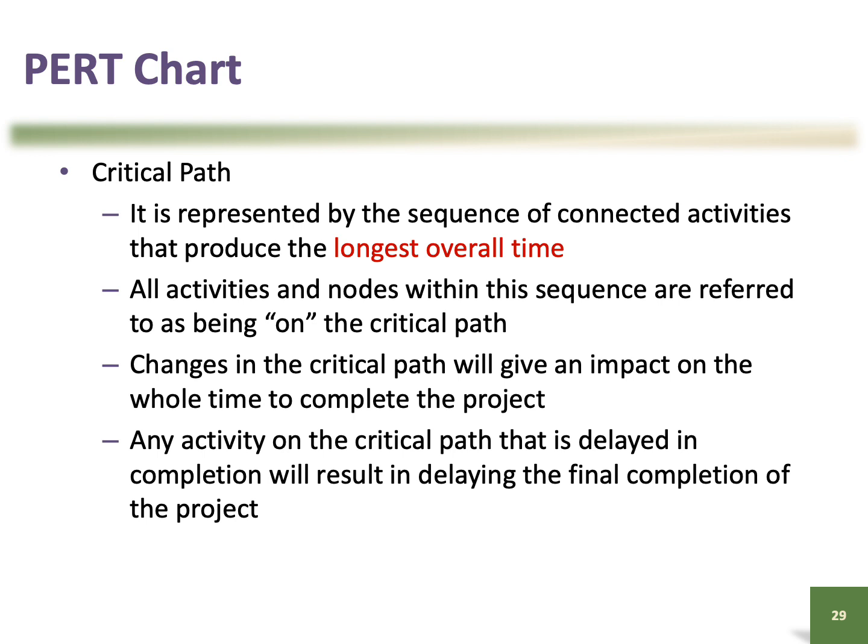So in a PERT chart, there is this concept of critical path, right? The critical path is the sequence of connected activities that produce the longest overall time. This is important because changes in the critical path will impact the whole time to complete the project. So if the critical path is delayed, then it will delay the final completion of the project.